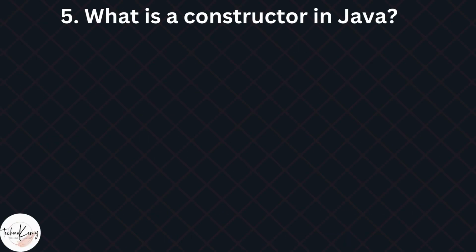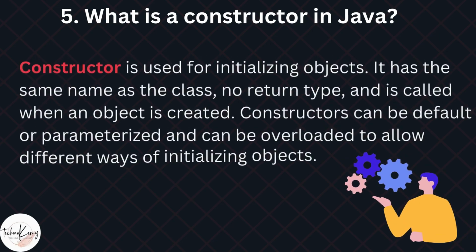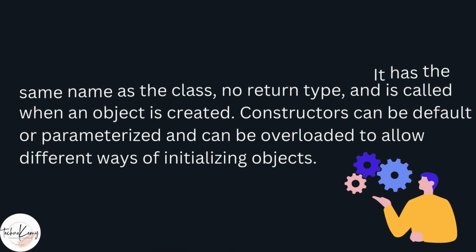Question number 5. What is a constructor in Java? A constructor is used for initializing the object. It has the same name as that of the class, no return type, and it is called when the object is actually created. Constructors can be default with no parameters, or they can be parameterized. They can have multiple parameters. This way we can overload them to allow different ways of initializing the objects.